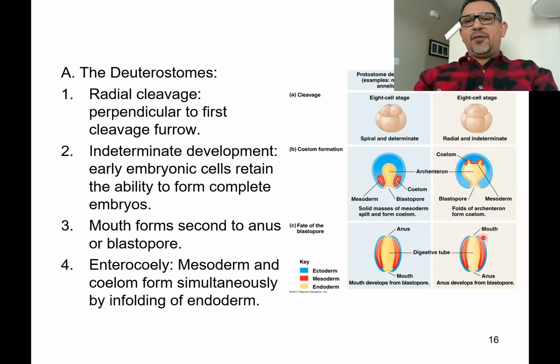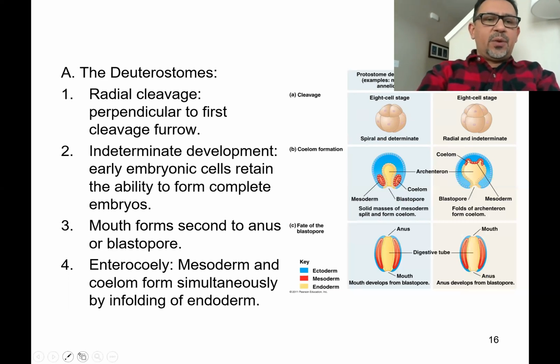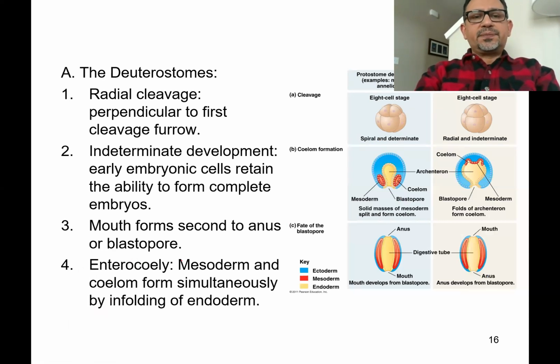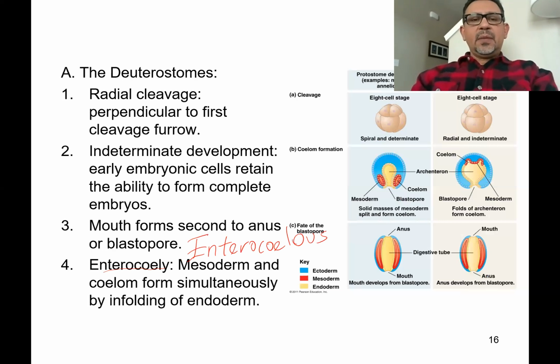So this type of coelom development that comes from the gut, remember what I said before, entero means gut, also has its own name that I wanted to mention right now. Basically, they have enterocoely. The animals are going to be known as enterocoelous. Why? The coelom developed from the gut.